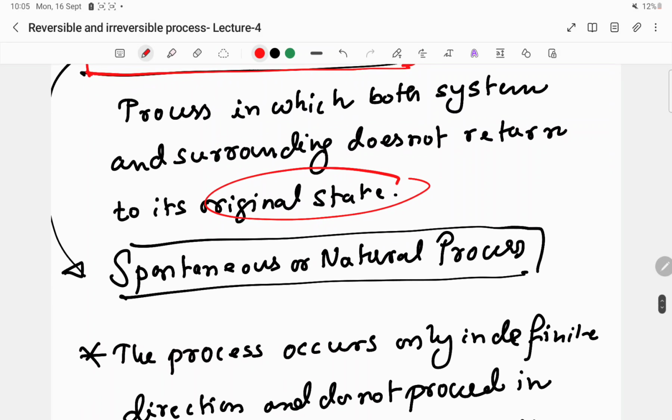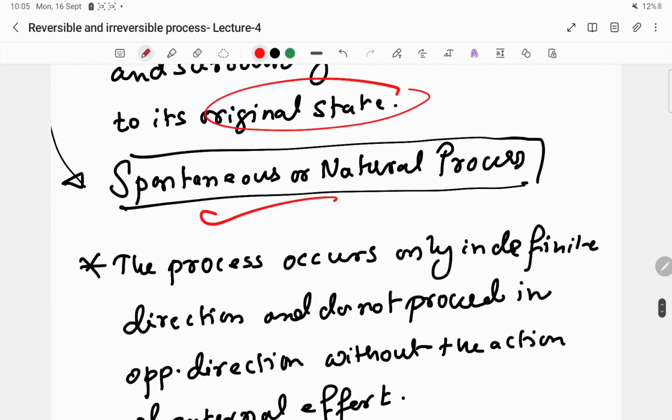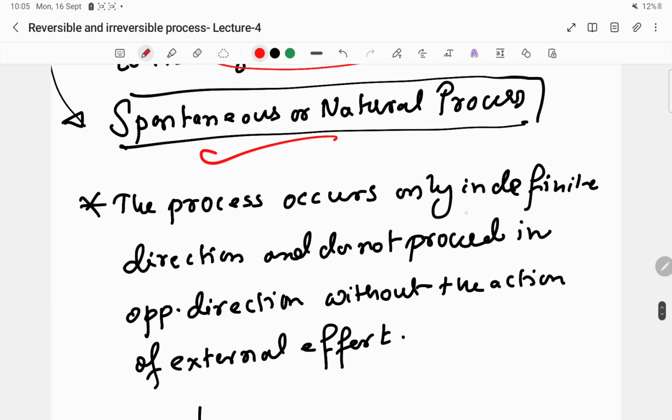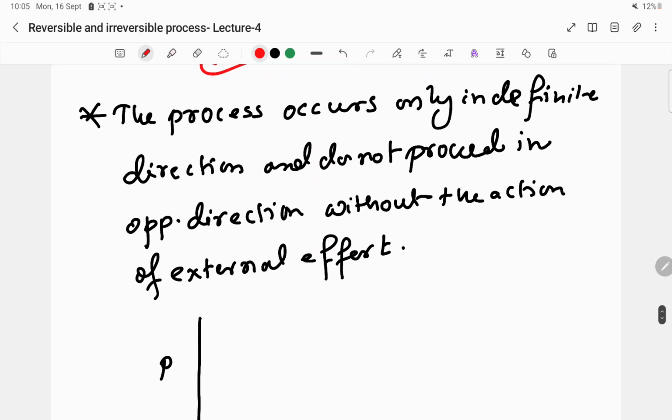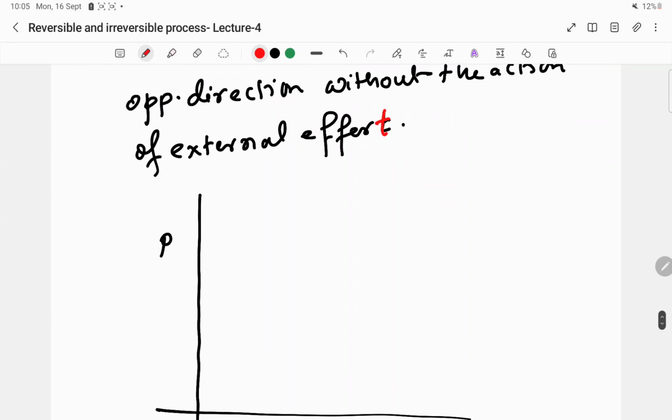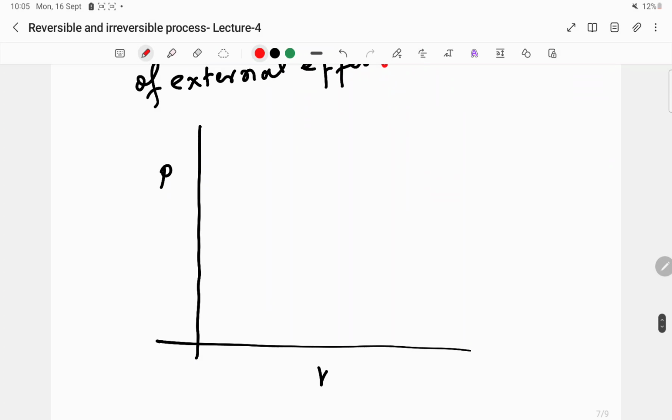Okay, and hence it is called spontaneous or natural. So the process occurs only in a definite direction and does not proceed in the opposite direction without the action of external effort. Okay, let's understand it using the PV diagram. Let's say this is state 1 and it goes to state 2, the final state, but while returning it's not following the path, and also it is not reaching state 1.